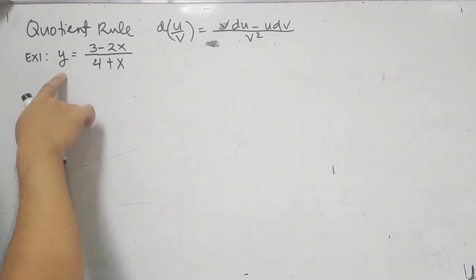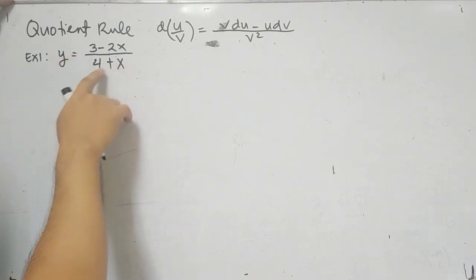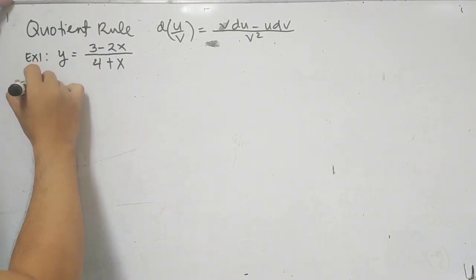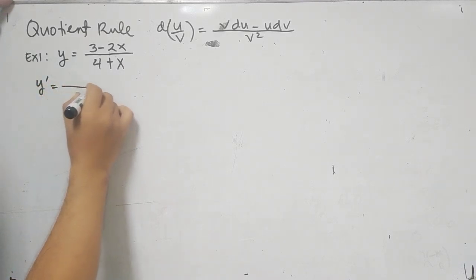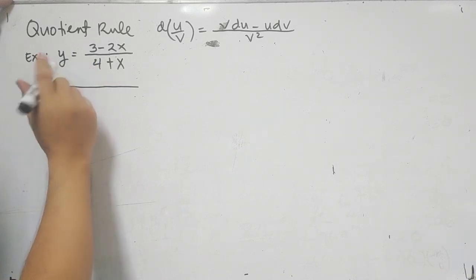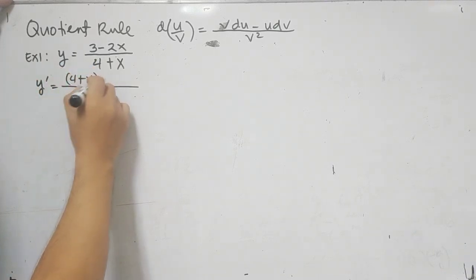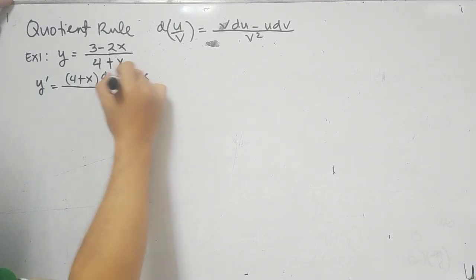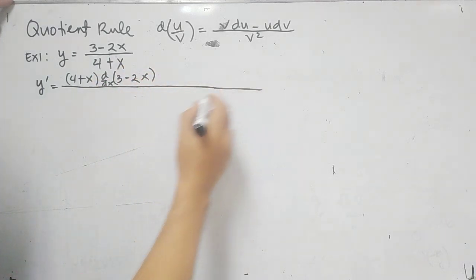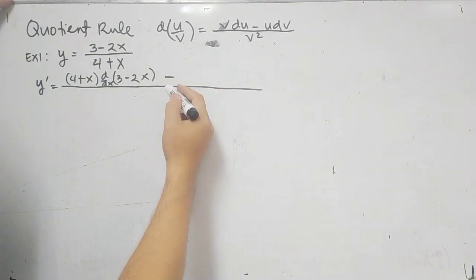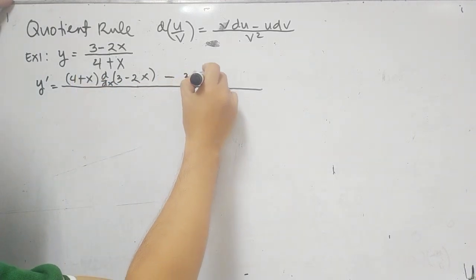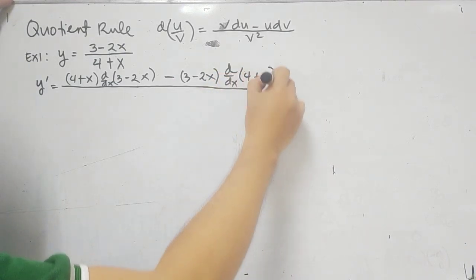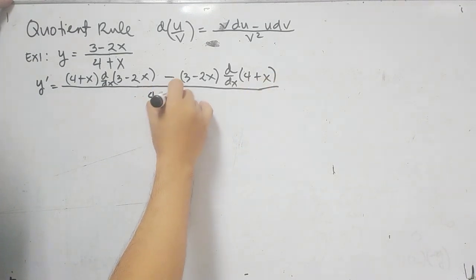So for example, we have y equals 3 minus 2x divided by 4 plus x. We're going to find the derivative of this function. So when we write the derivative here, we have y prime that is equivalent to, so we have to write this line. Write first your denominator, which is 4 plus x, times the derivative of your numerator, which is 3 minus 2x. Okay, so we will extend this line, and then minus, you have to subtract this one, minus your numerator, that is 3 minus 2x, times the derivative of your denominator, which is 4 plus x, divided by your denominator, which is 4 plus x raised to 2.